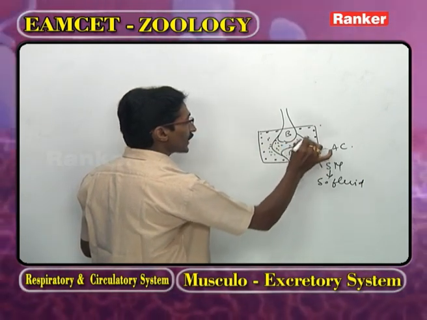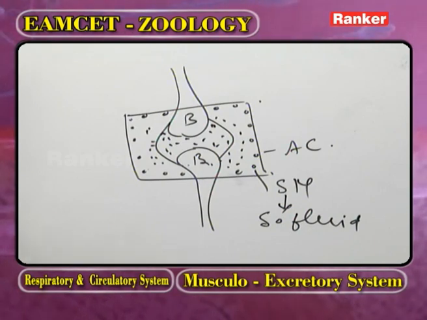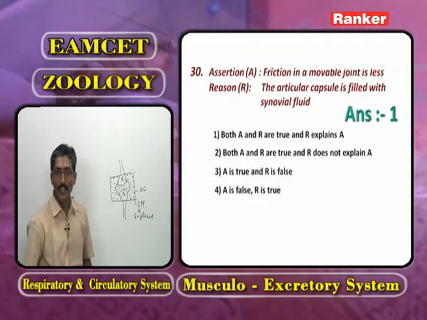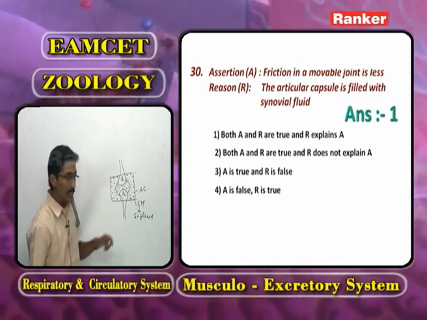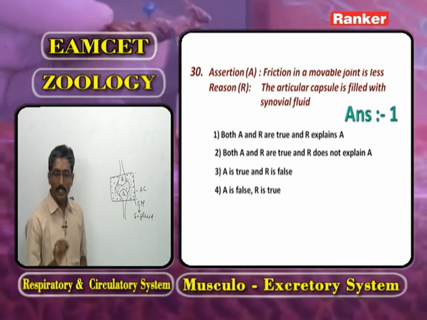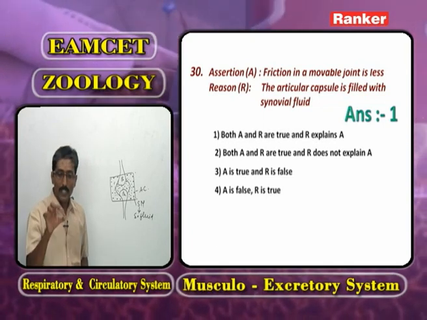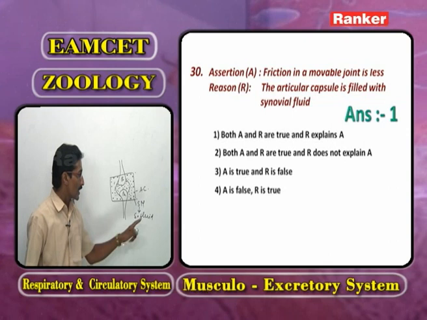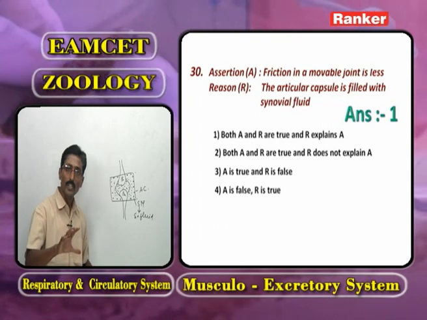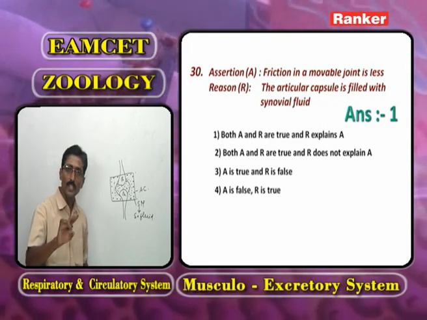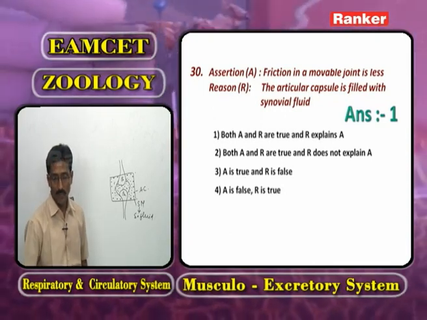As long as synovial fluid is present, the bones do not get any friction. So here the friction in a movable joint is less. In a movable joint, the friction between the two bones is very less because the joint is present in an articular capsule. The articular capsule is filled with what type of fluid? Synovial fluid secreted by synovial membrane. So both are correct and the reason explains the assertion. Now we go for the next question.